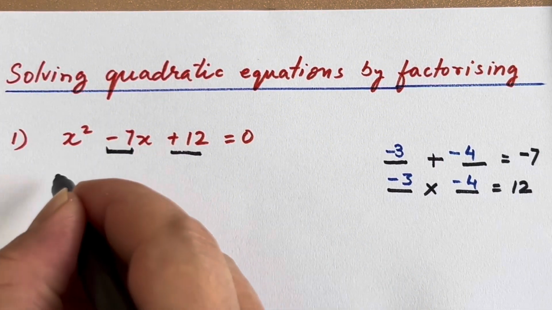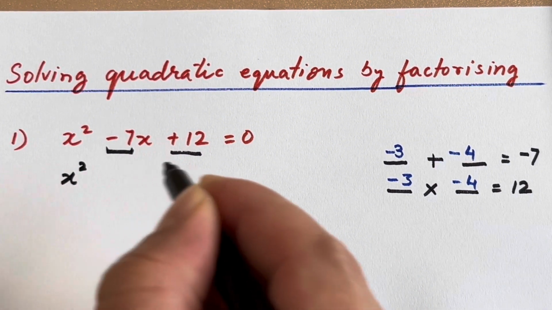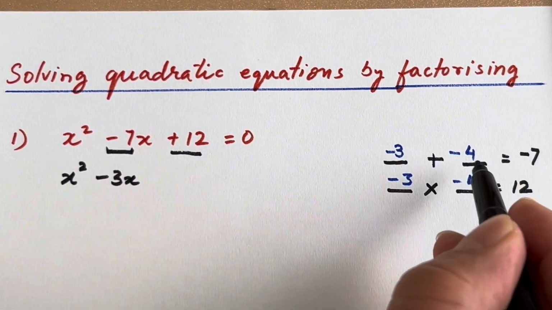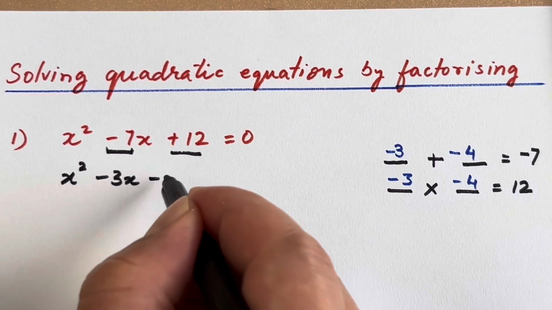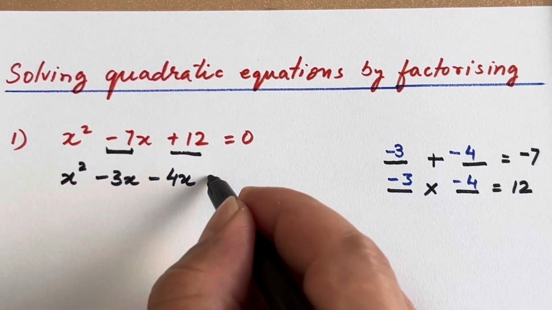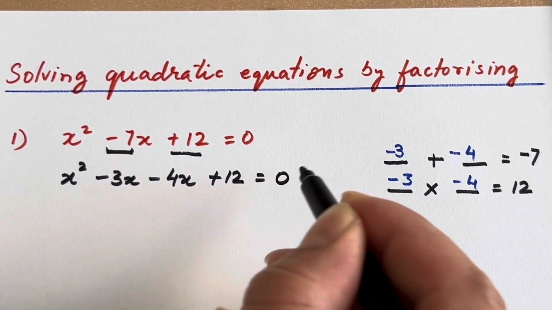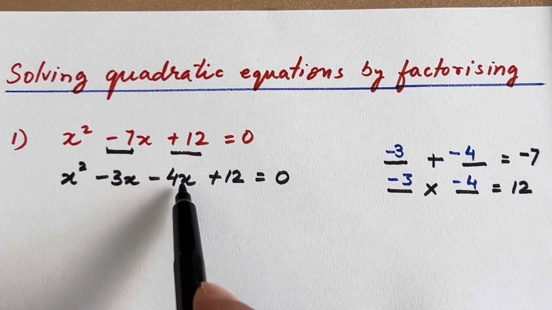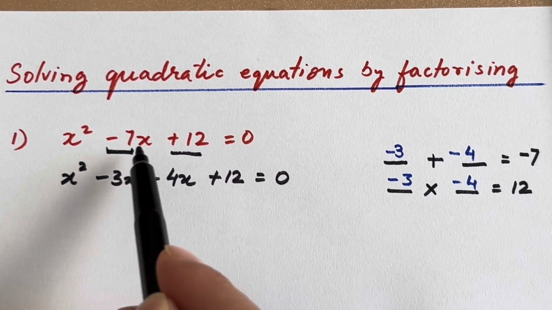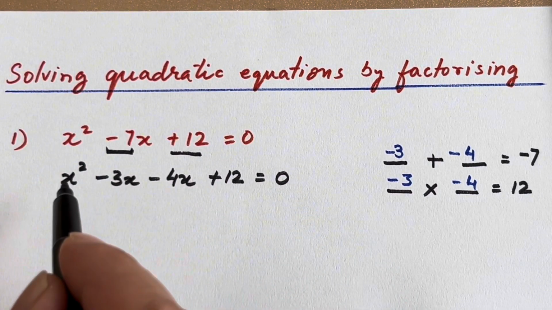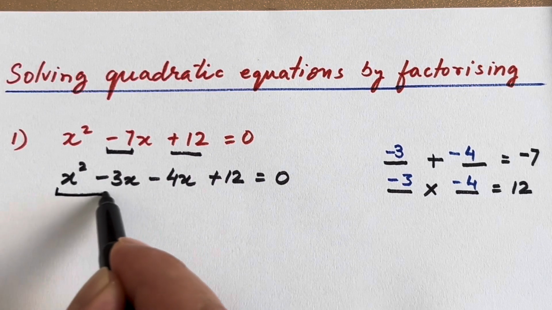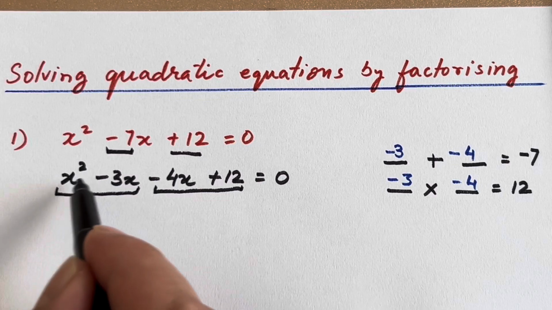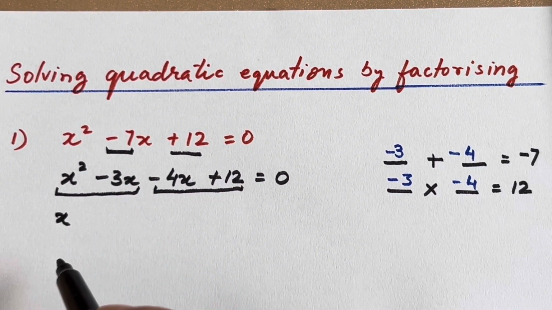Okay. So here I write x squared, then take this first one, minus 3x, and take the second one, minus 4x, and then write down this constant term equal to 0. If you look at minus 3x minus 4x, that gives you minus 7x. Now I need to take out the common factor from those two and these two. So here I have x as the common factor.